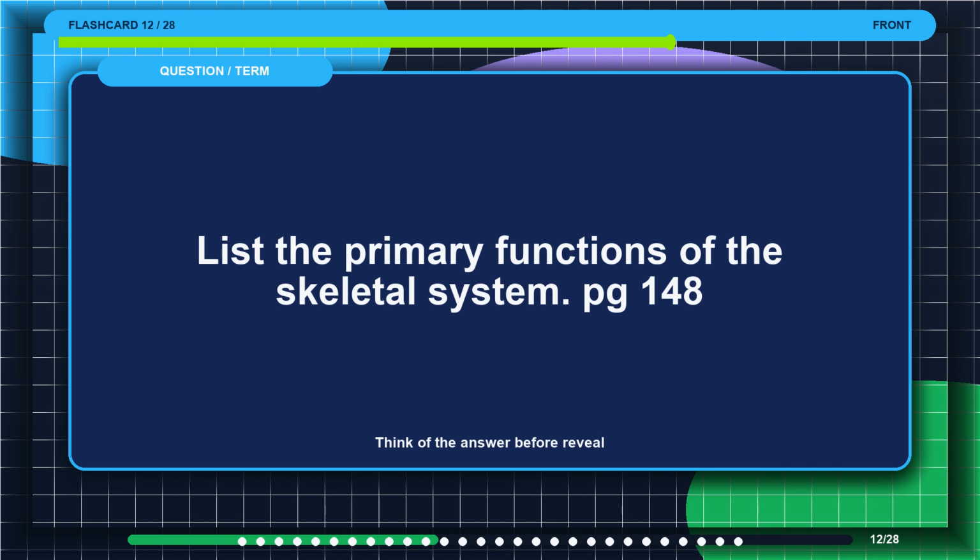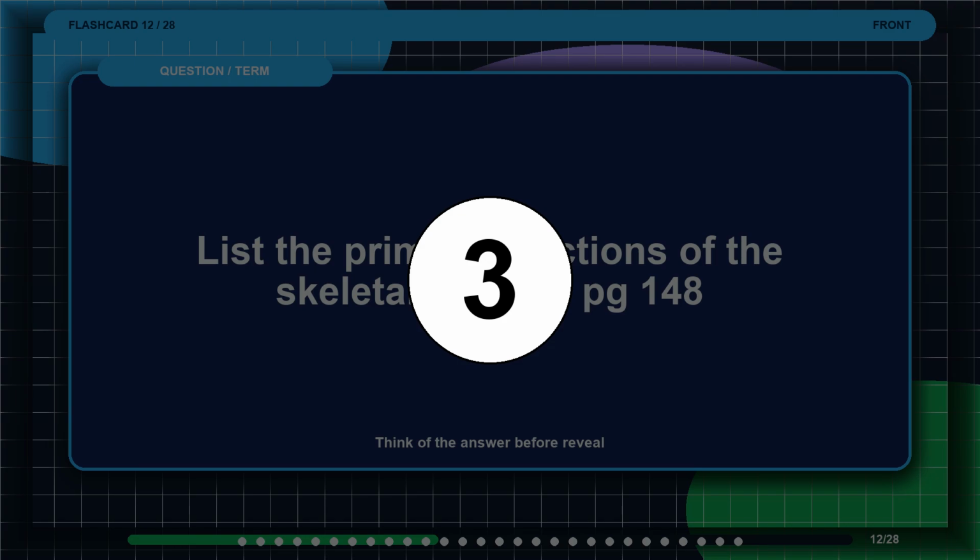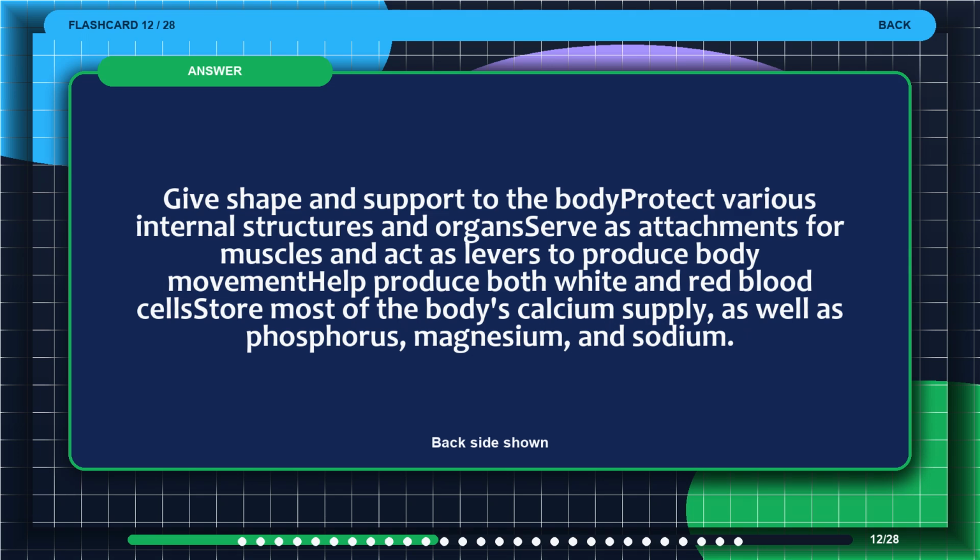Flashcard 12. List the primary functions of the skeletal system. PG 148. Pause and think of the answer before the reveal. The answer is: give shape and support to the body, protect various internal structures and organs, serve as attachments for muscles and act as levers to produce body movement, help produce both white and red blood cells, store most of the body's calcium supply, as well as phosphorus, magnesium, and sodium.